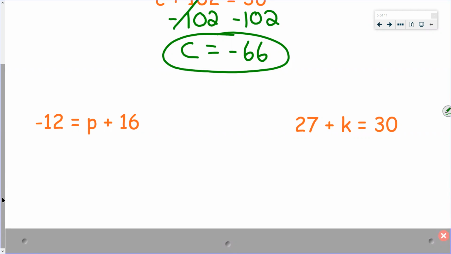Negative 12 equals p plus 16. Again, the variable's on the right side, we still do the same thing. We're going to subtract 16 from the right. We subtract 16 from the left. We're left with p equals negative 28.